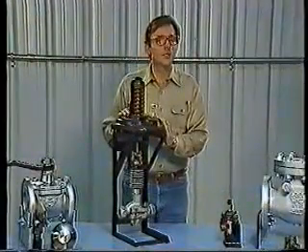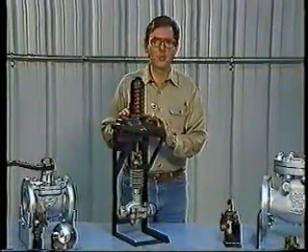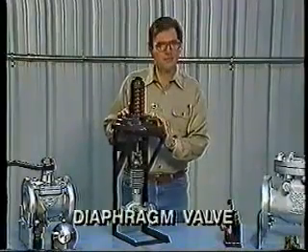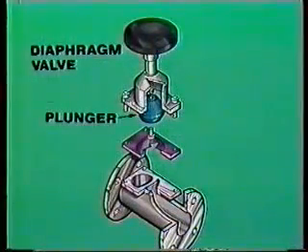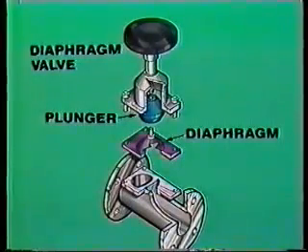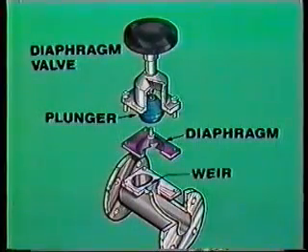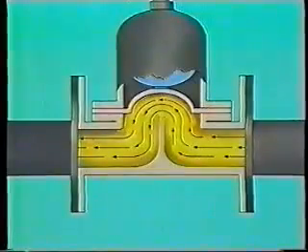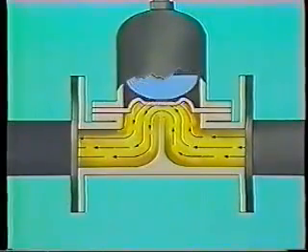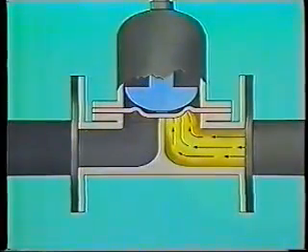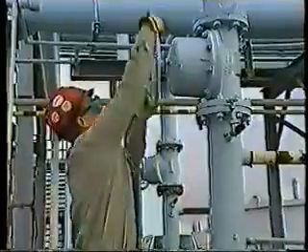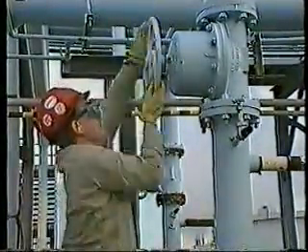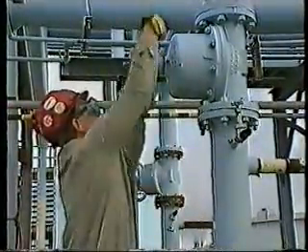Here's a valve that doesn't use a plug or a disc to control flow. It's called a diaphragm valve. Flow is controlled by a plunger that moves a flexible diaphragm up and down in relation to a weir or seat. The diaphragm forms a seal that prevents fluids in the line from entering the working parts of the valve. So, this type of valve is ideal for handling corrosive fluids, sticky materials, or other substances that require high purity.